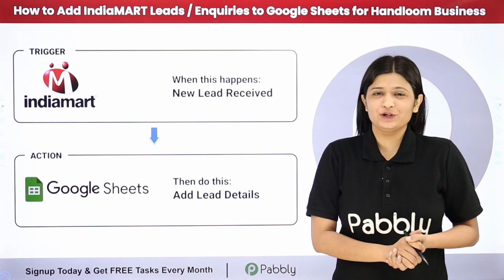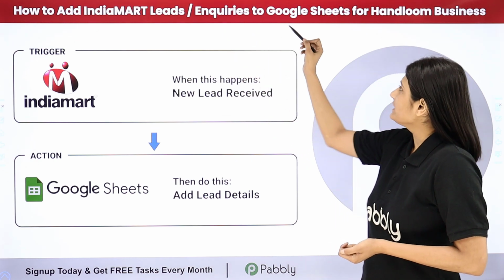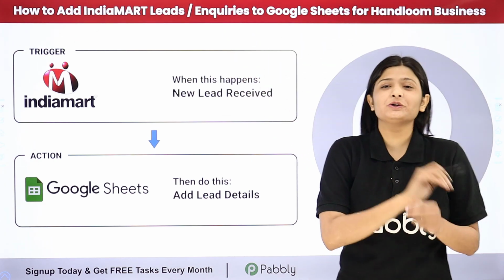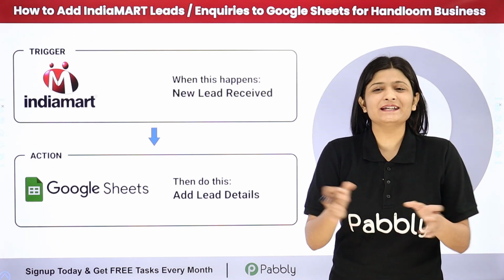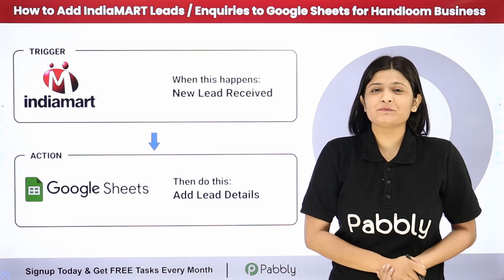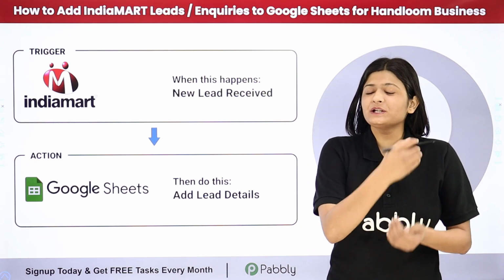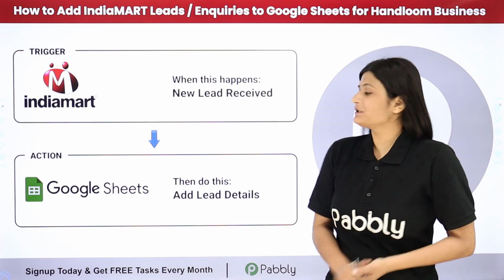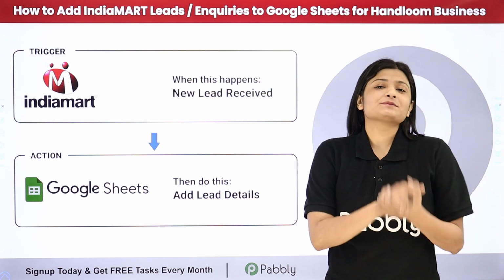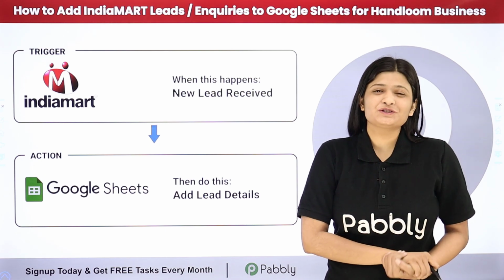In this video, we are going to learn how to add IndiaMART leads and inquiries to Google Sheets for Handloom business. So let's suppose I am running a Handloom business and I am receiving many leads and inquiries on my IndiaMART. Now whenever there is a new lead or a new inquiry in my IndiaMART, I automatically want to add all these details in my Google Sheets. Now doing this manually will be a very tedious and time consuming task.